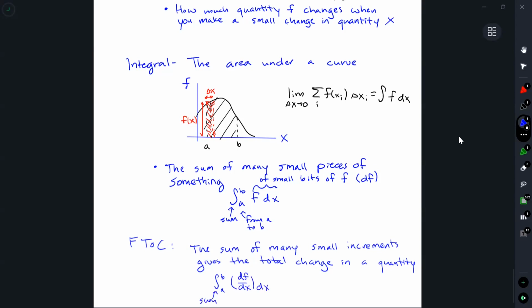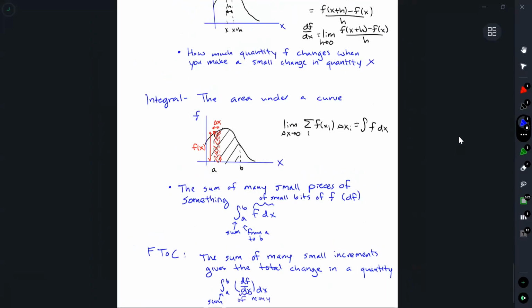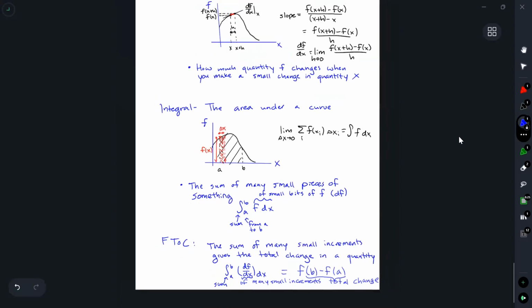That's the sum of many small increments. And that's equal to f of b minus f of a, which is the total change between a and b. That's our main pieces of calculus.